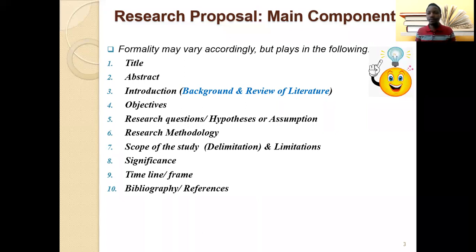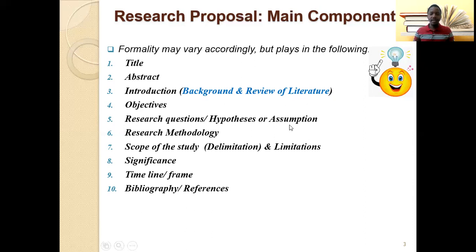At the end of this presentation, you'll be in a position to write a good and strong research proposal. I have tried to combine and generalize them into only 10 components, so that it becomes easier for you to grasp and understand. It will be easier to make a flow from number 1 to number 10.